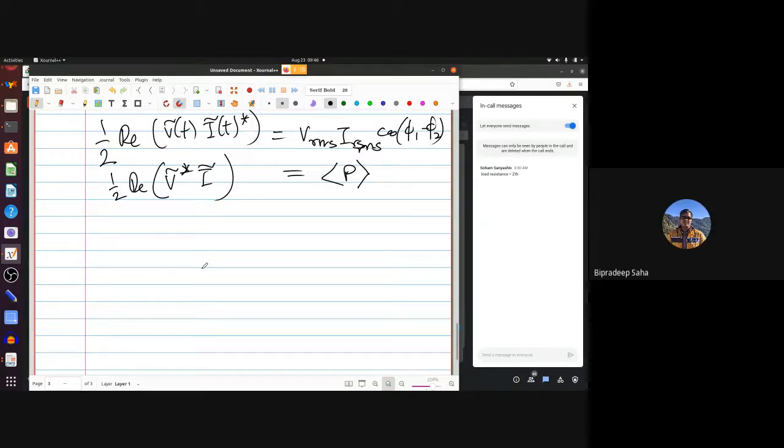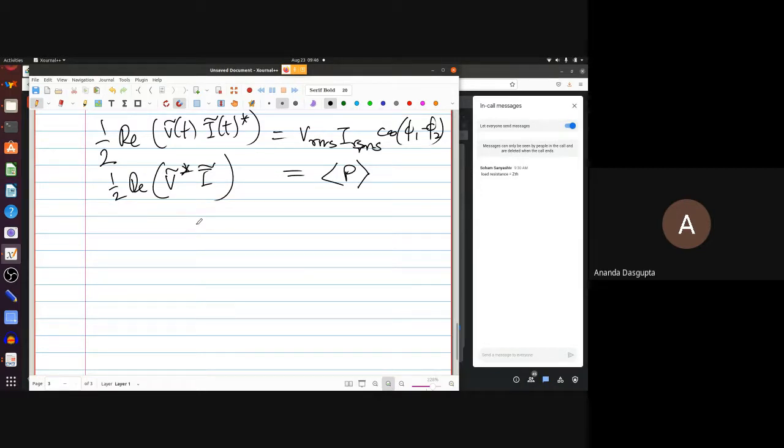Yes, sir. So it could be either V into I star or V star into I, because we are taking the real part in the end. After all, V into I star and V star into I are complex conjugates of each other. So when you're taking the real part in the end, they give you the same final answer.